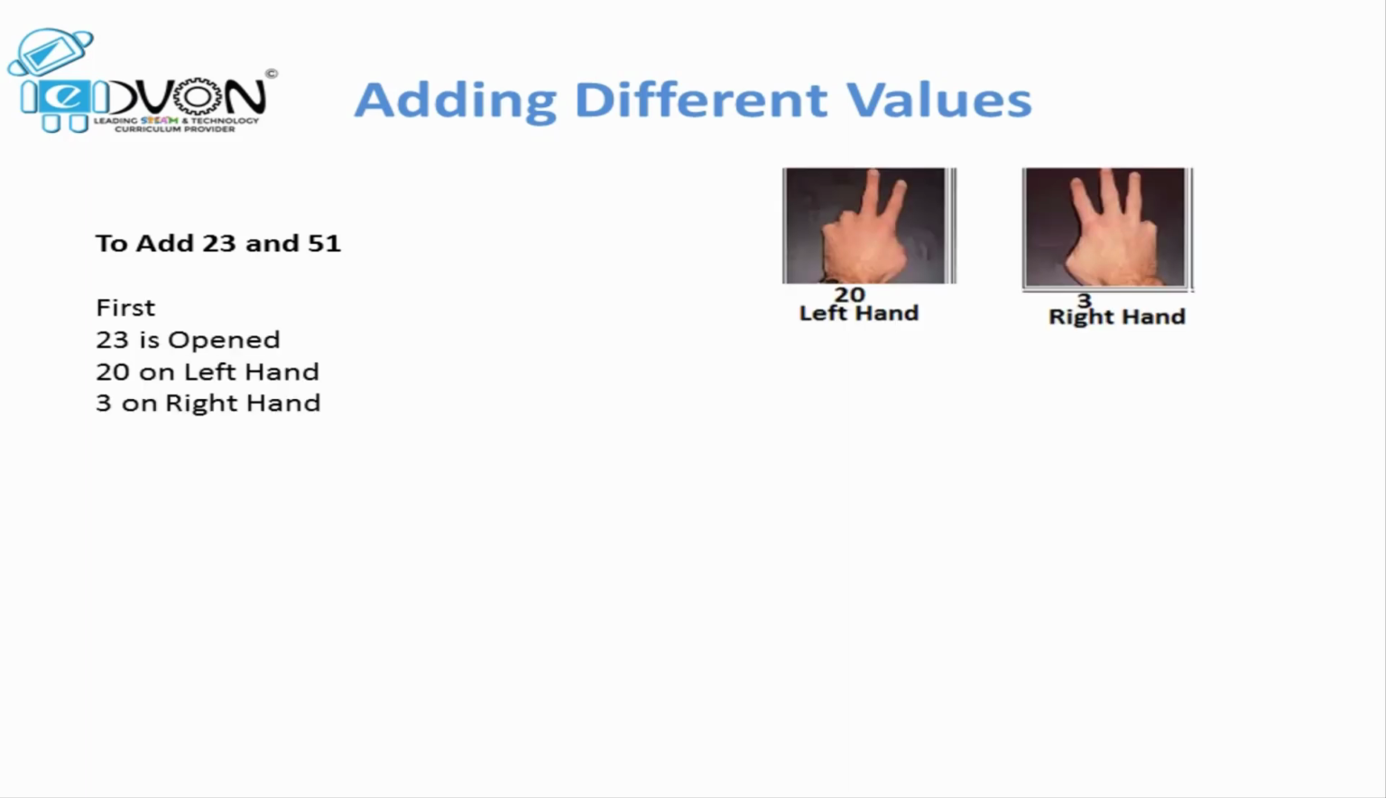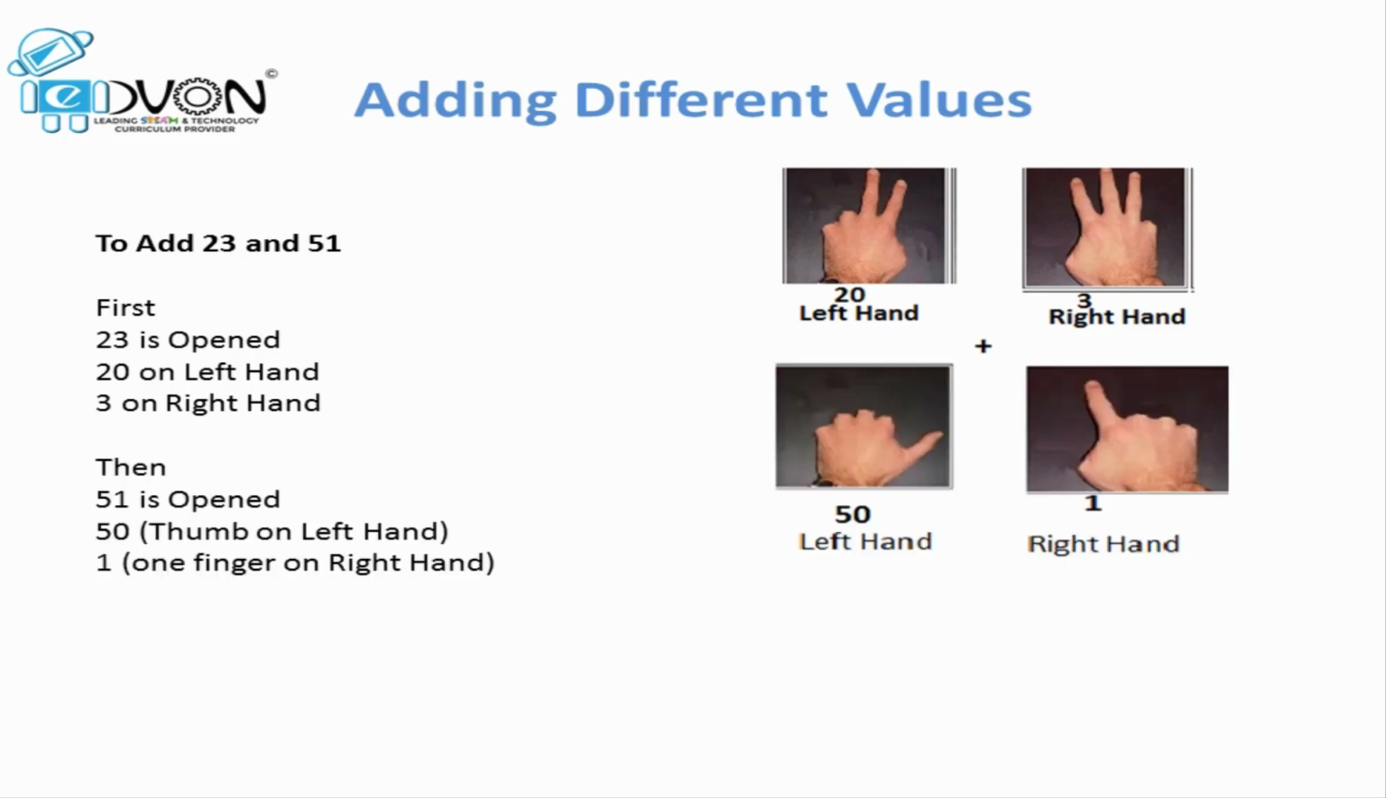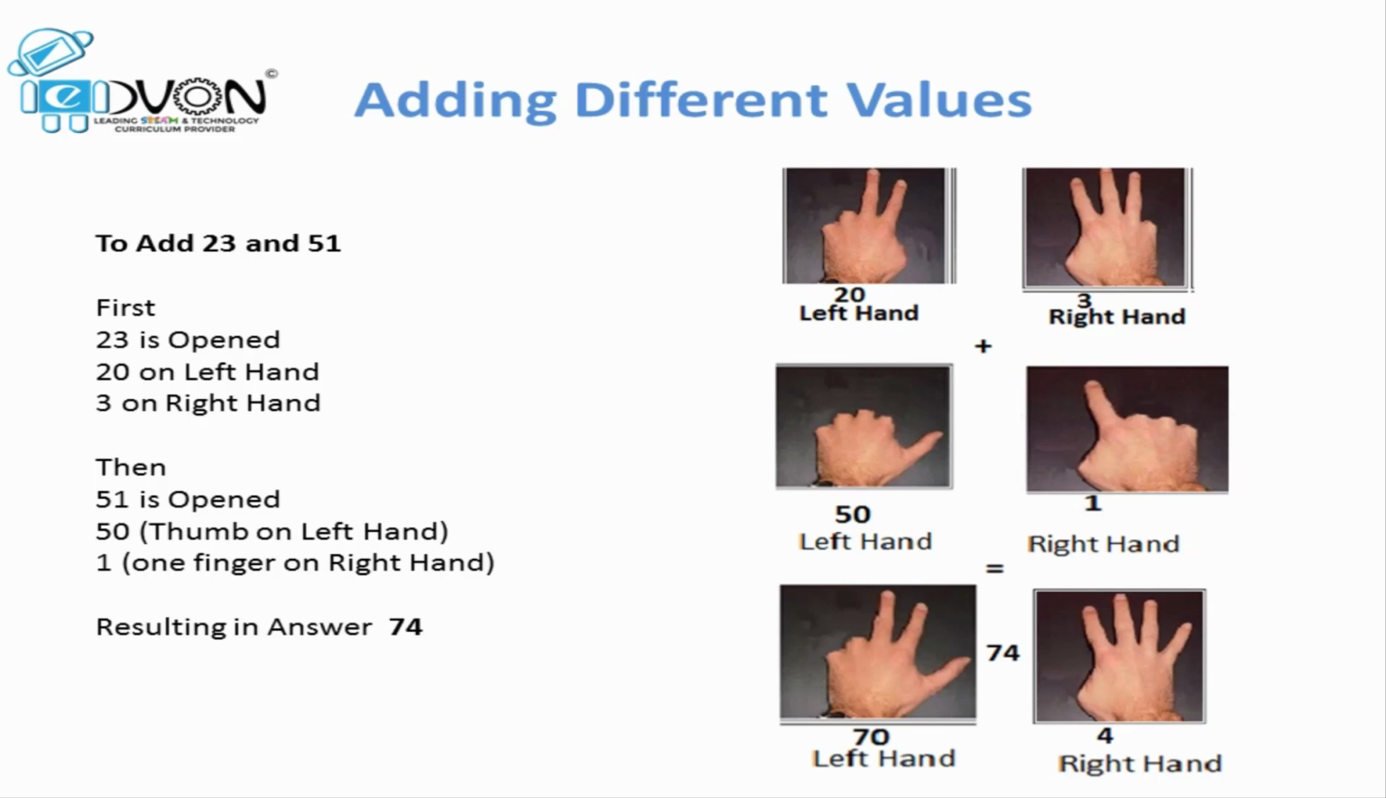Now, as we are adding, we will open more fingers for 51. To place 51, we will open thumb on left hand, as thumb on left hand represents the value 50, and we will open 1 more finger on right hand. As a result, we get thumb and 2 fingers on left hand and 4 fingers on right hand. Thumb and 2 fingers on left hand represents the value 70, and 4 fingers on right hand represents the value 4. So our answer would be 74.